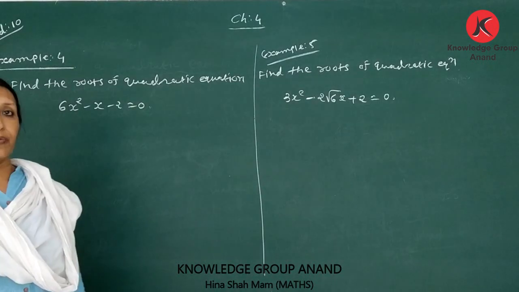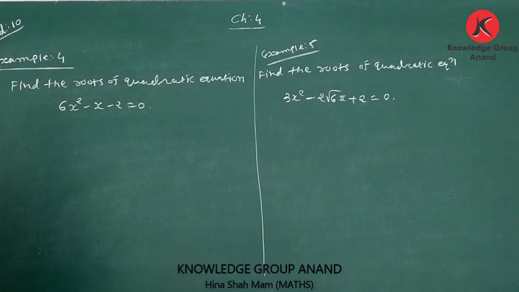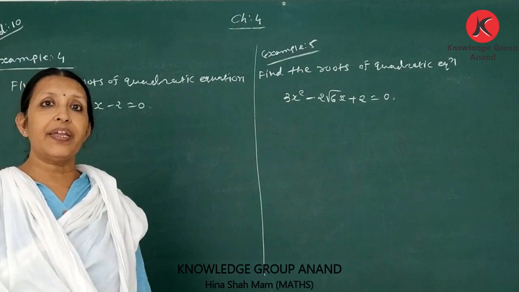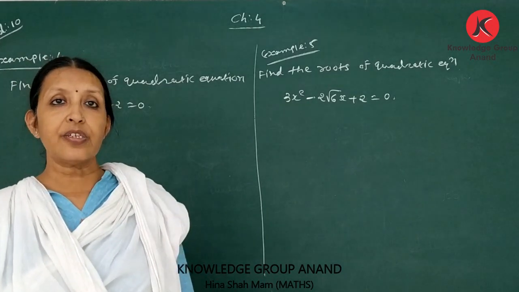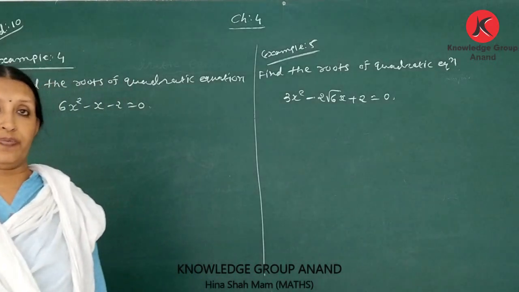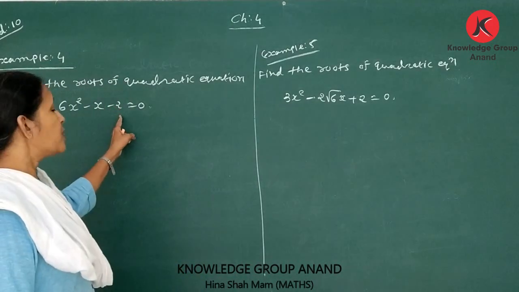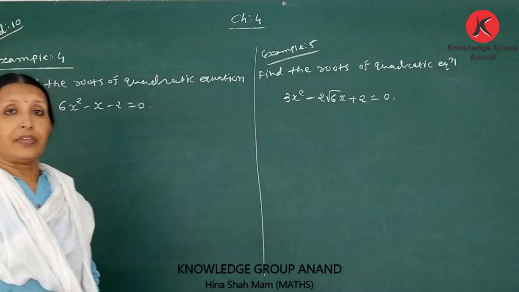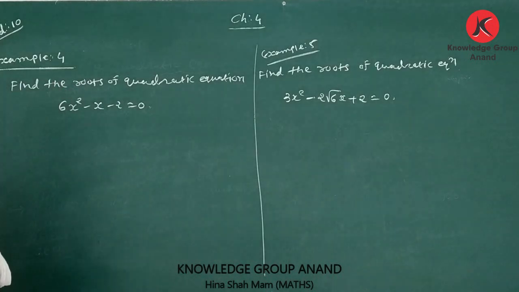Example number 4. Find the roots of the quadratic equation 6x² - x - 2 = 0. Here we use the factorization method.